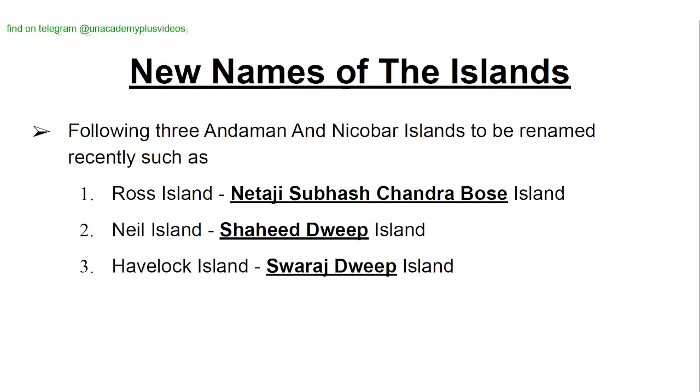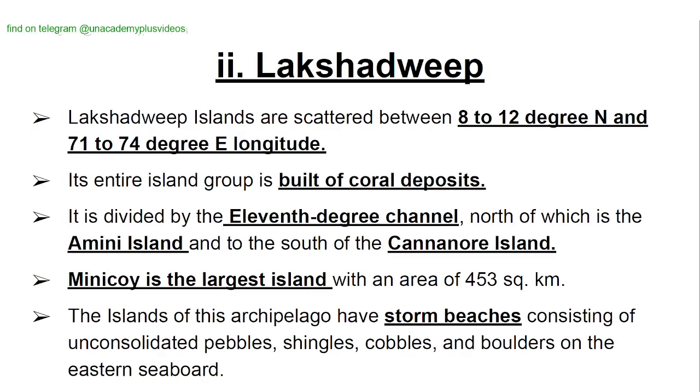New names of the islands: Ross Island, Netaji Subhash Chandra Bose Island; Neil Island, Shaheed Dweep; Havelock Island, Swaraj Dweep.